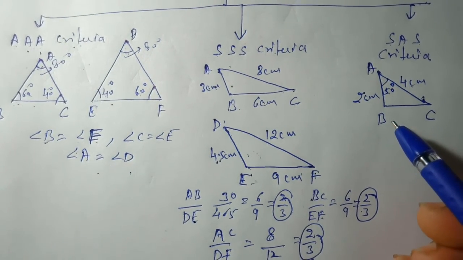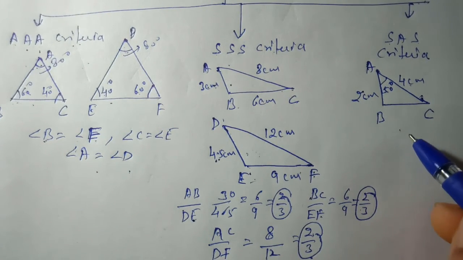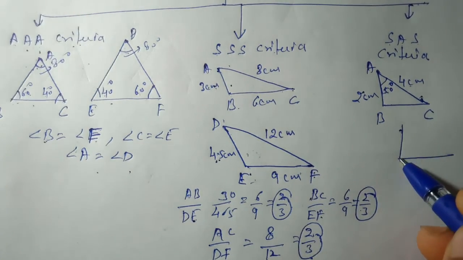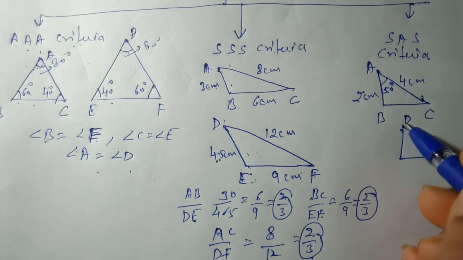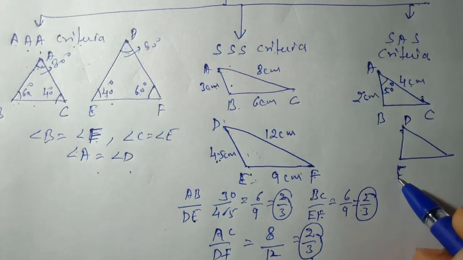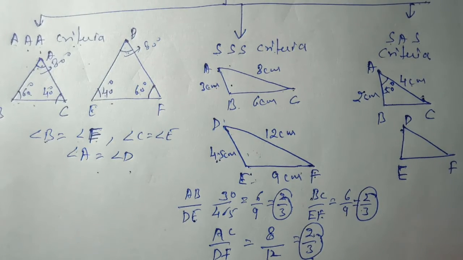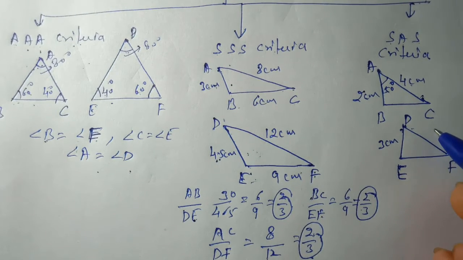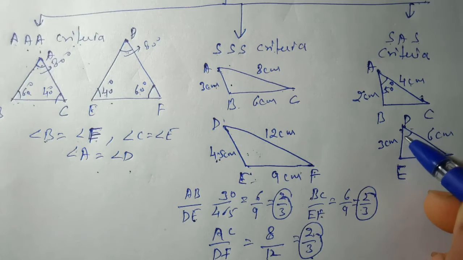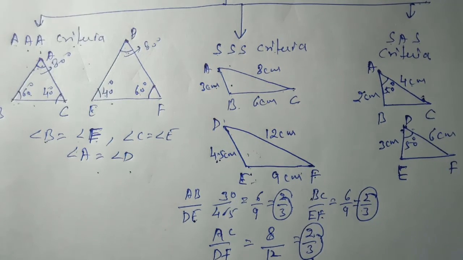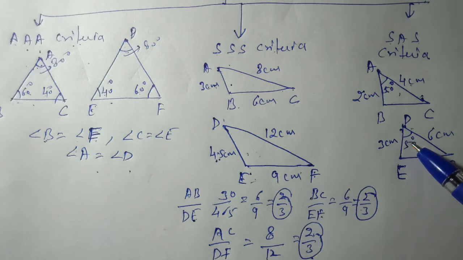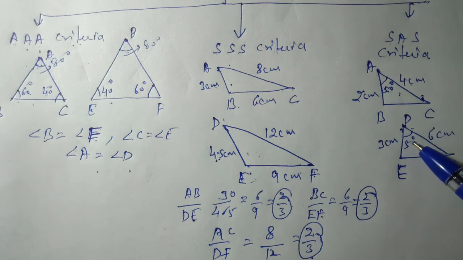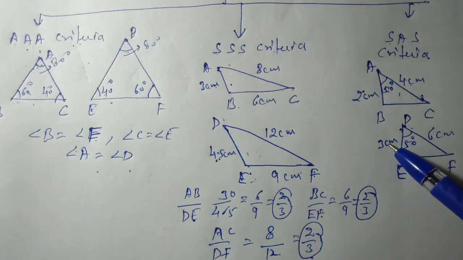Come to the next figure. We have triangle D, E and F. Here the measurement of DE is, suppose, 3 centimeters, DF is 6 centimeters, and again the angle is 50 degrees. So if we observe these two triangles, the angles between the sides are equal, 50 degrees, 50 degrees. So let us check the ratio of the sides.